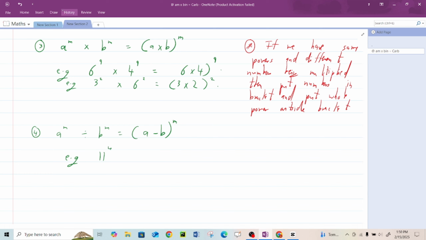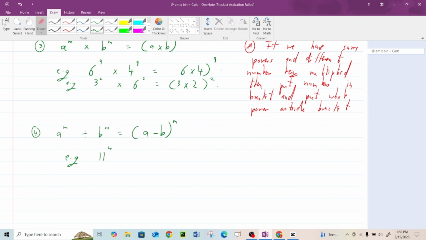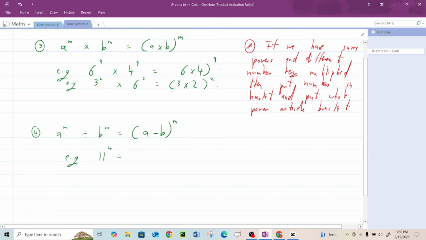11^4, and we have, where's my pen? Here. Then divided by 6^4. What do we have? 11 divided by 6, then the whole power. So let's recap that again. If we have two powers that are the same and we have different numbers dividing, we don't write minus in the end. We write the division sign and then we put the whole bracket, the whole power above them.